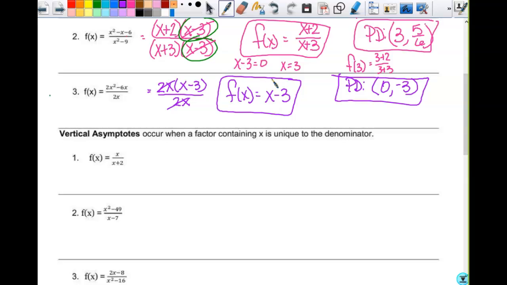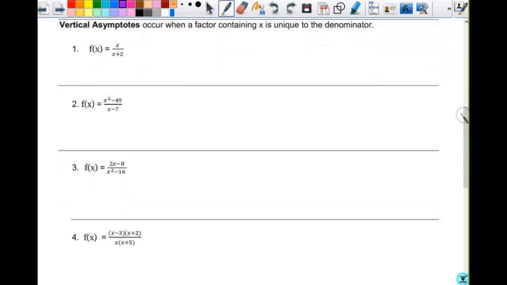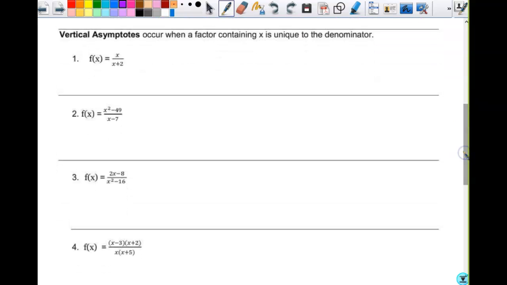That's a good question. All right, so let's talk about vertical asymptotes, because we've already found some of those together, just based on the prior knowledge you should have, but we need to get a little bit more specific with our definition here. So vertical asymptotes, we're going to abbreviate, is VA. Vertical asymptotes occur when a factor containing x is unique to the denominator. So that word unique there, that's the important word. That hasn't been an issue for us so far, but we've got to make sure it's unique. That means I'm not canceling it out.